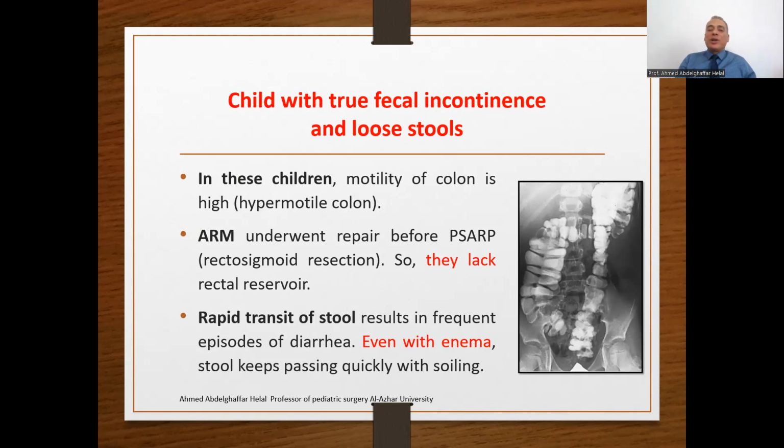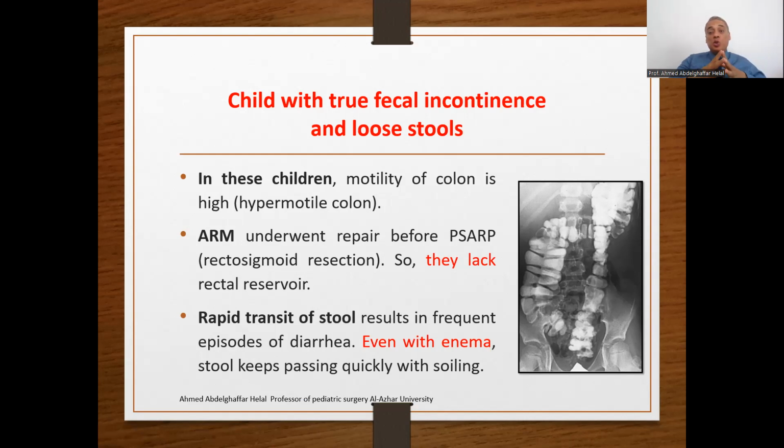In some cases of anorectal malformation, children who underwent repair before PSARP had a rectosigmoid resection, so they lack a rectal reservoir. As we see, with no rectal reservoir, the colon will be very rapid or hypermotile. The presence of the rectum usually inhibits the motility of the colon, so removal of the rectal reservoir will manifest with hypermotility of the colon.